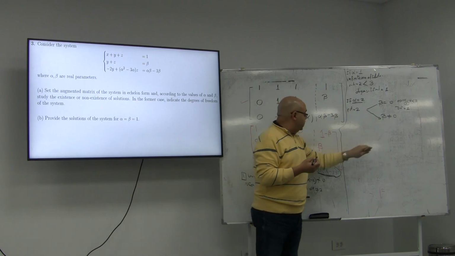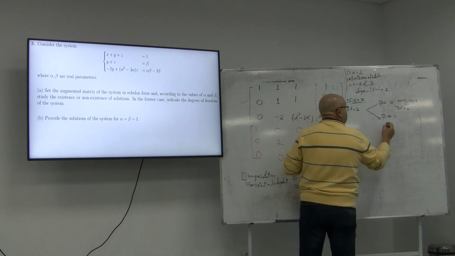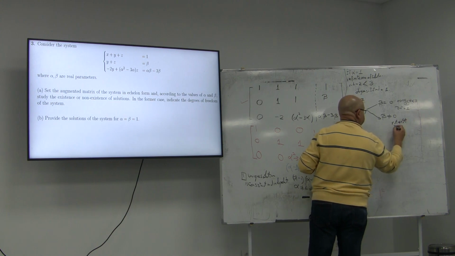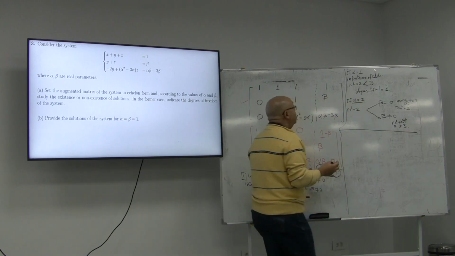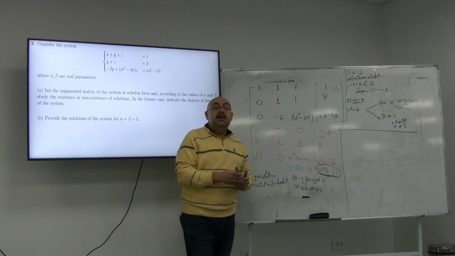But once beta doesn't equal 0, this value is not going to equal 0. So you will have no solution, because the rank of A is not going to equal the rank of the augmented matrix. This is 2 and the other one equals 3. Okay? So we are done with alpha equal 1 and alpha equal 2.